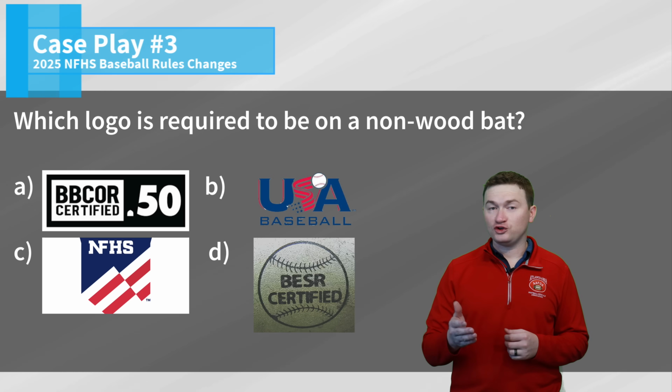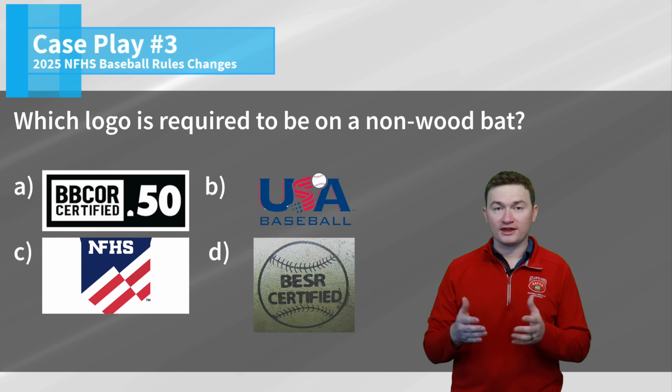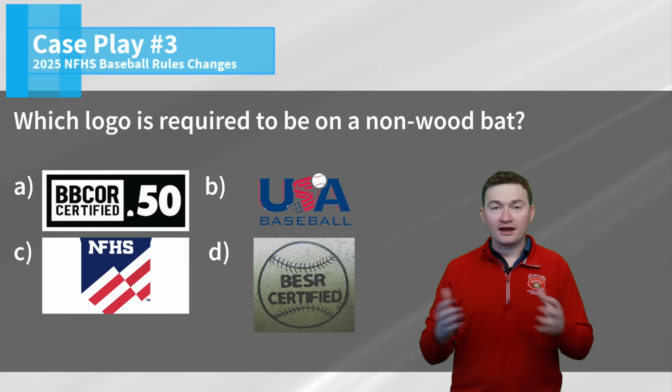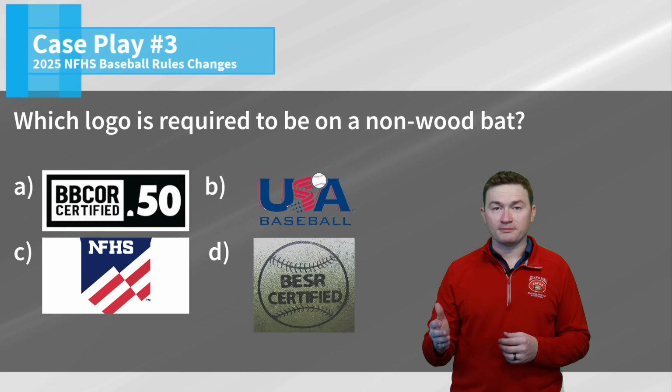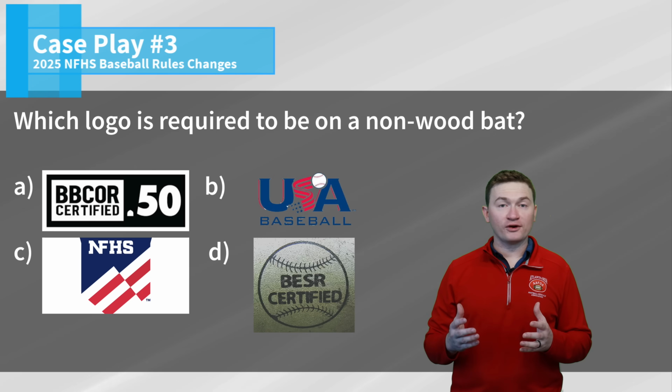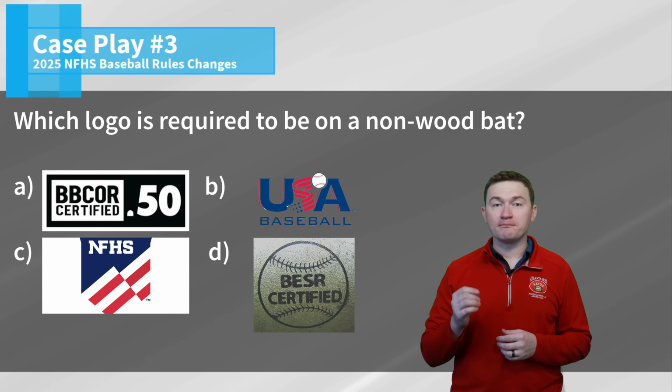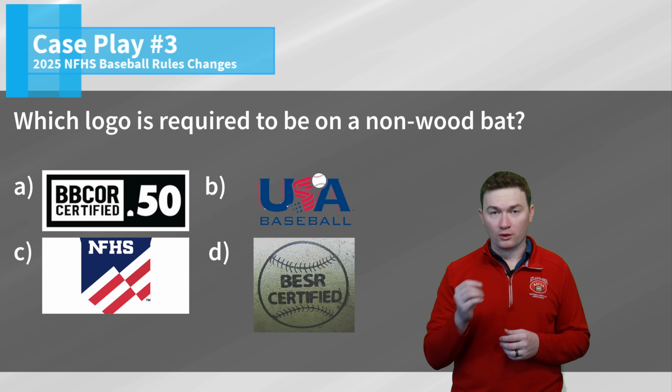For our umpires, you should note that the USA logo, the NFHS logo, any other logo does not affect whether or not the bat is legal for play. The important thing is, for a bat to be legal, it must be manufactured with the BB Core label.